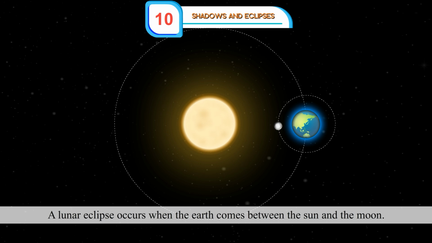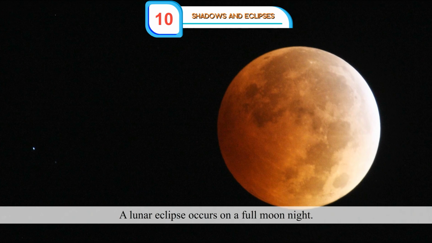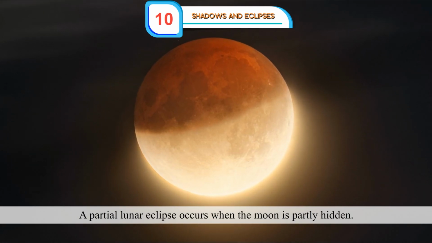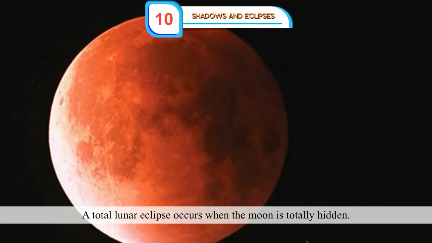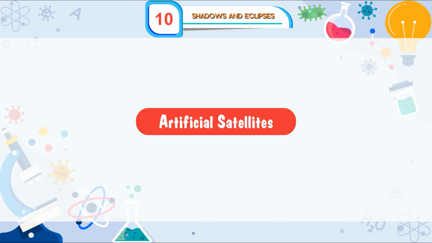Lunar eclipse. A lunar eclipse occurs when the earth comes between the sun and the moon. The earth's shadow falls on the moon. People on the earth cannot see the moon. A lunar eclipse occurs on a full moon night. A partial lunar eclipse occurs when the moon is partly hidden. A total lunar eclipse occurs when the moon is totally hidden.